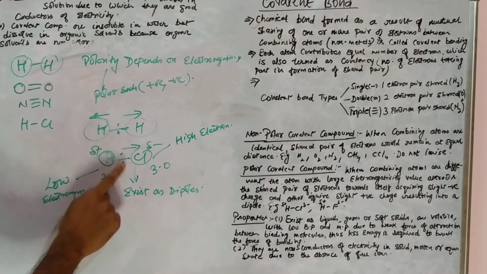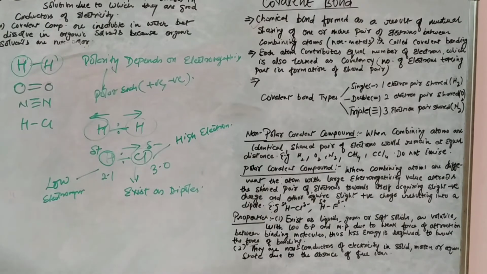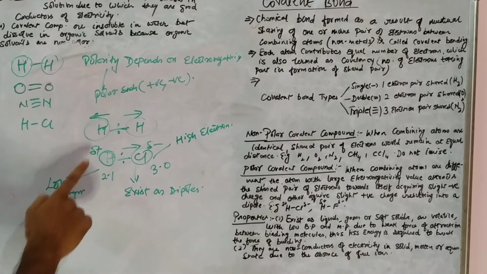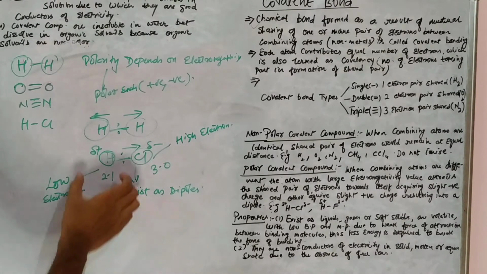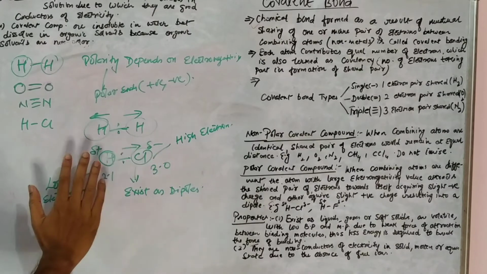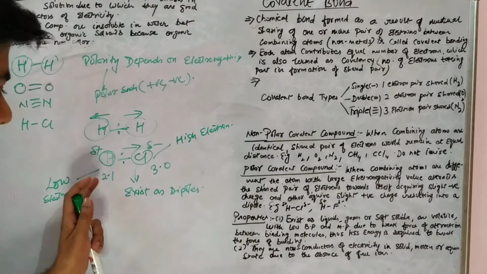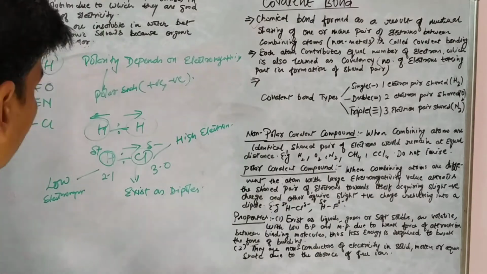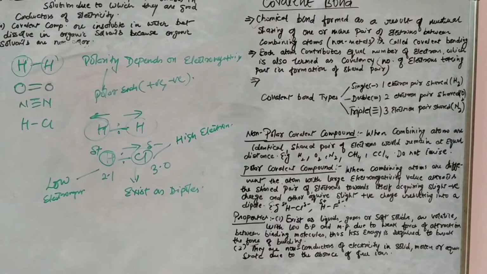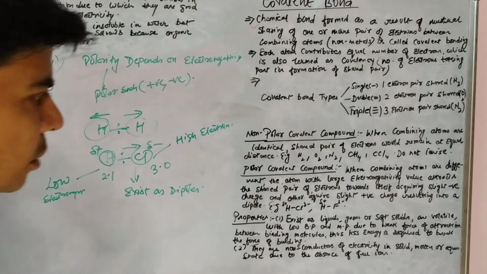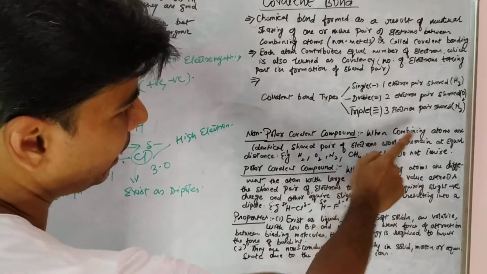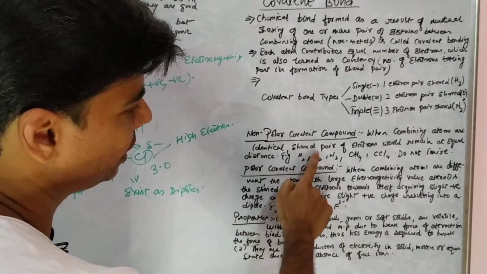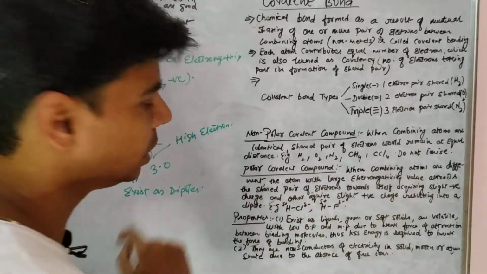But it's not the case with HCl. So these are non-polar molecules, no polarities resulted, but this is a polar molecule because, due to electronegativity difference, positive and negative polarities have developed, right? So these kind of compounds are polar covalent compounds, and these kind are non-polar covalent compounds. When combining atoms are identical, the shared pair of electrons would remain at equal distance.